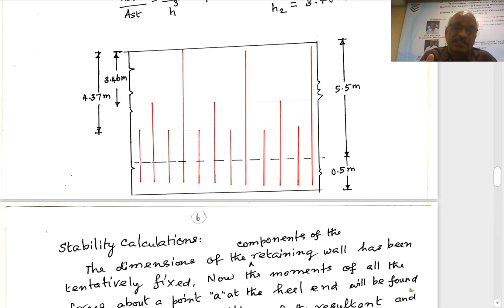From 4.37 to 3.46, the first, third, fifth bars like that are available. For the top 3.46 meters, the first bar, fifth bar, 9th bar, 13th bar like that, only 25% of the bars. This is how we have to arrange the main reinforcement for the stem in the vertical direction. So that is about the curtailment of bars.